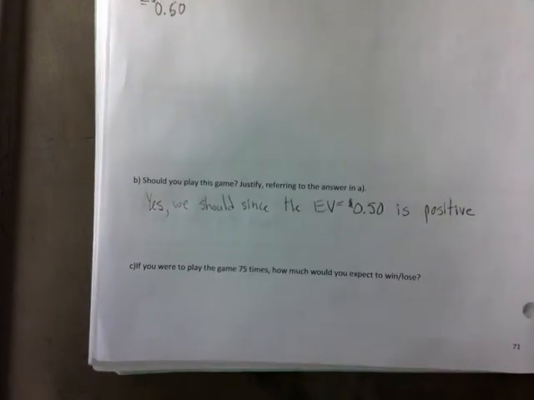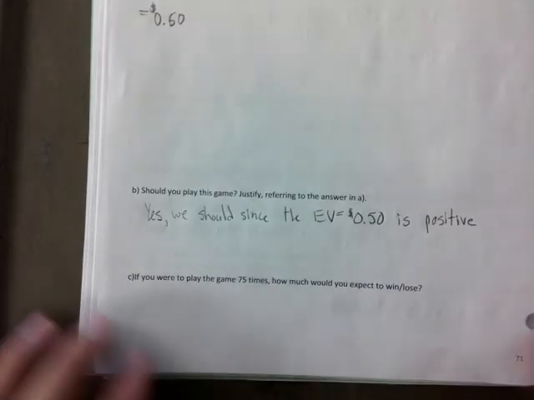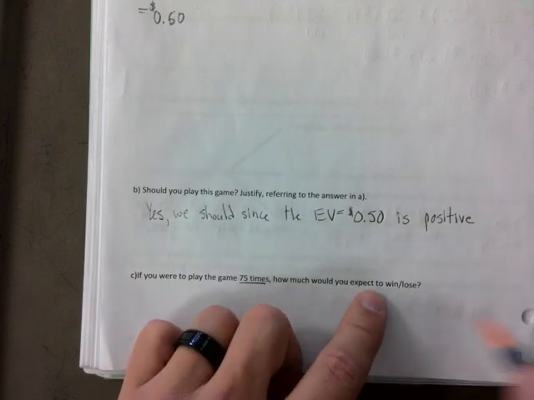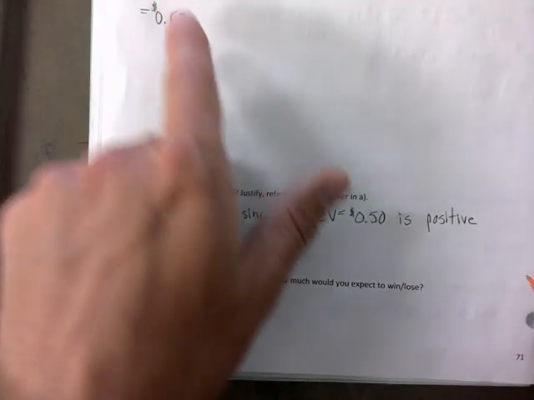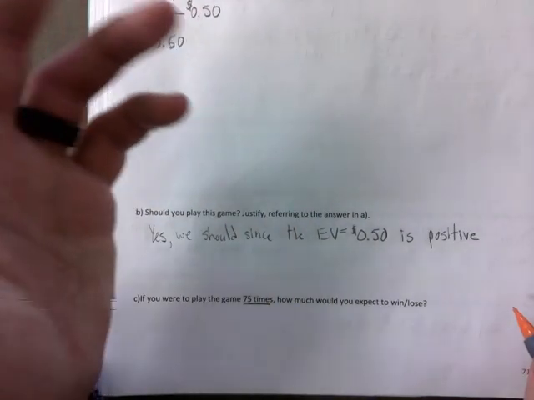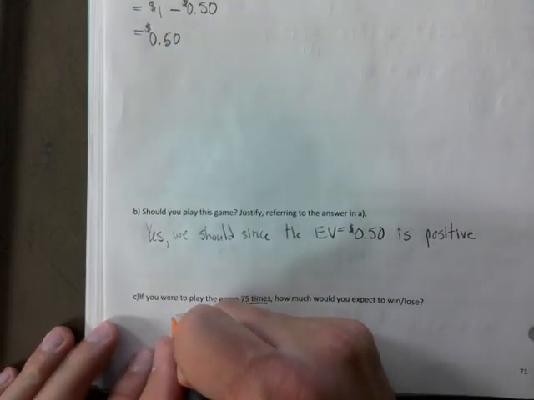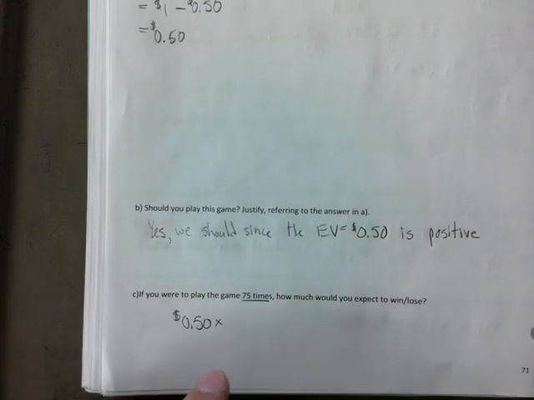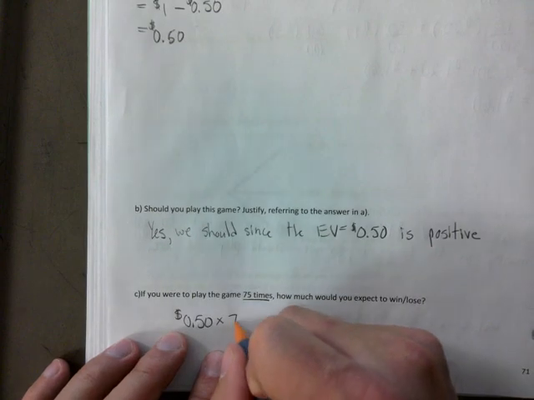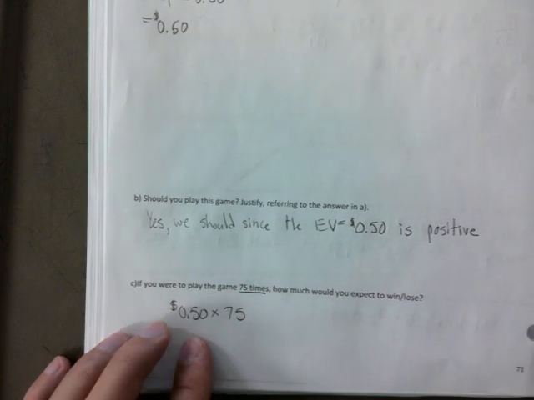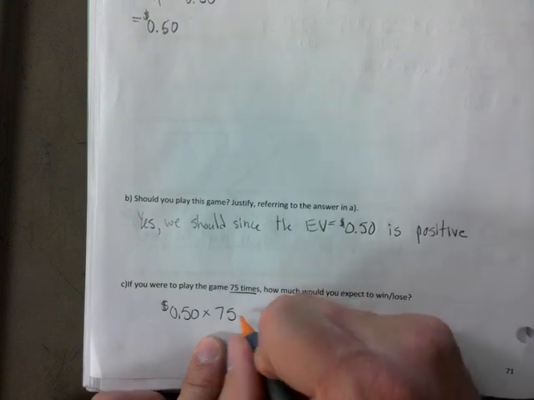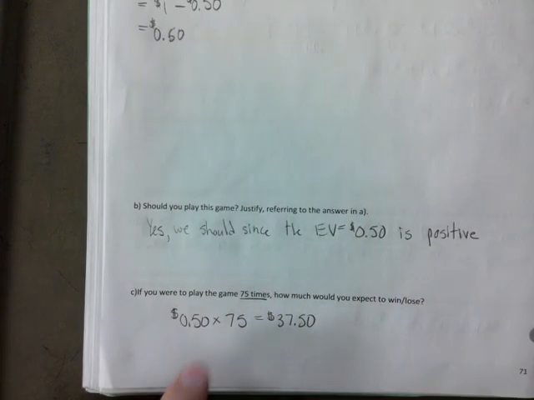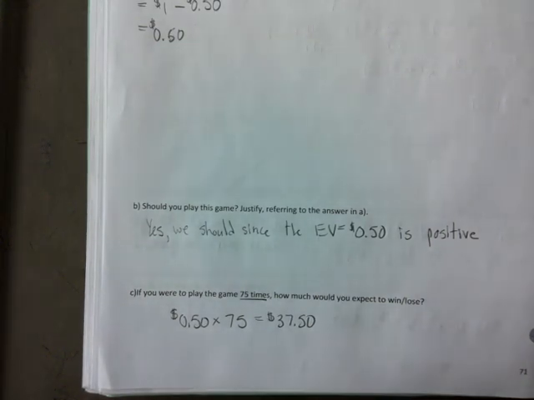And then part C is asking the same as before, right? If you were to play the game 75 times, how much would you expect to win, lose? Well, this is the amount we expect to win in one game, right? So 50 cents. So the amount we expect to win in 75 games would be 50 cents times 75. And that gives us $37.50. So $37.50.